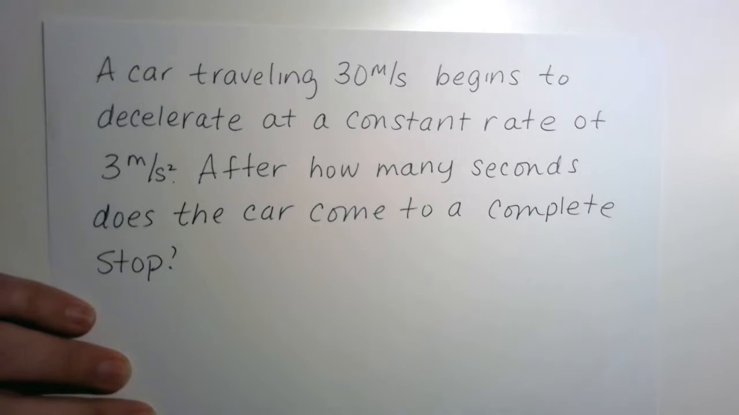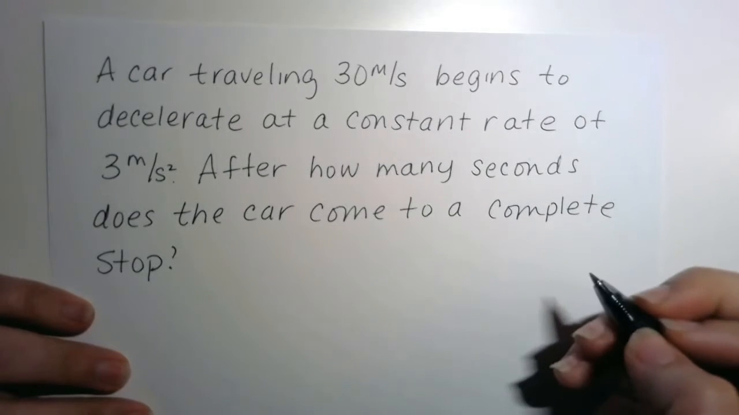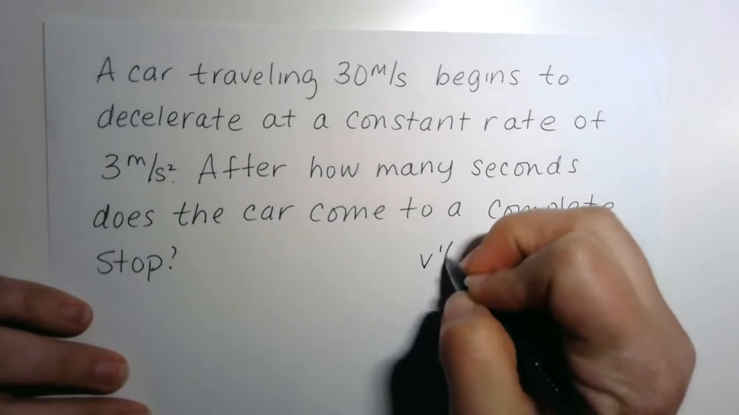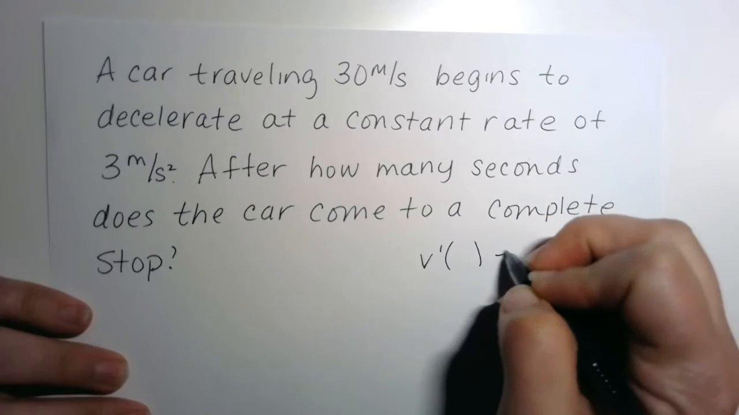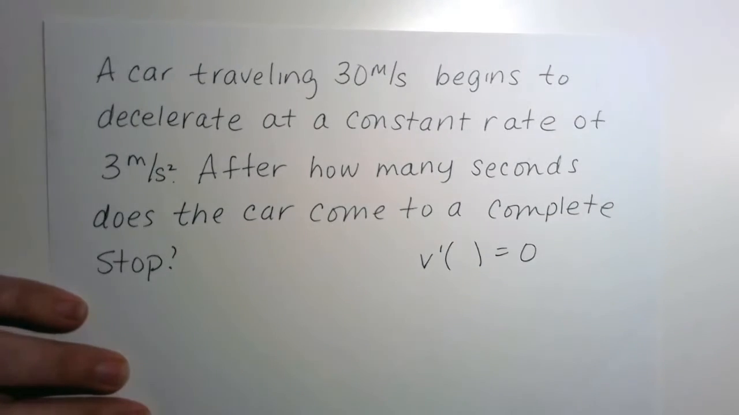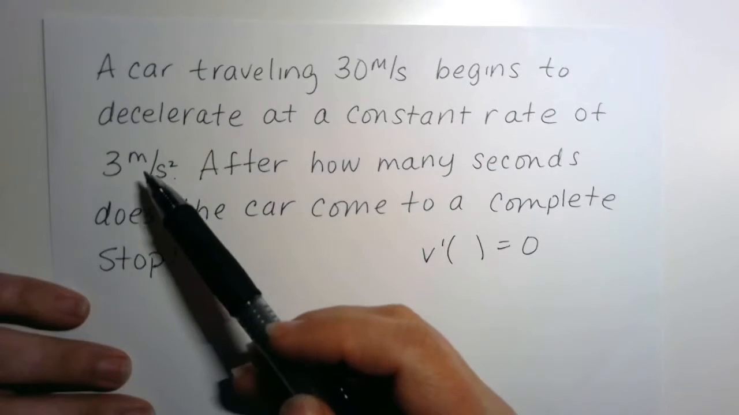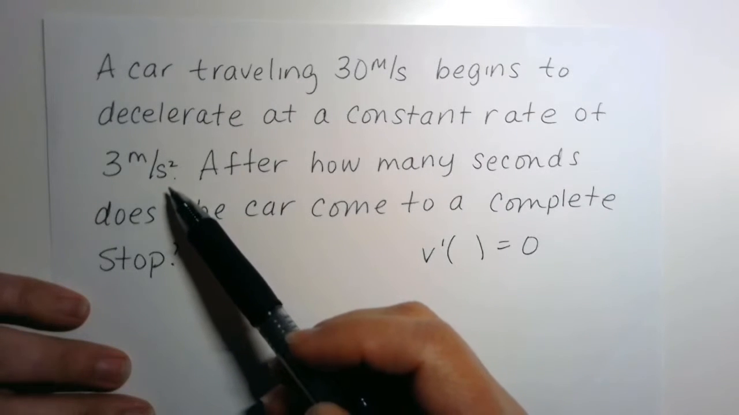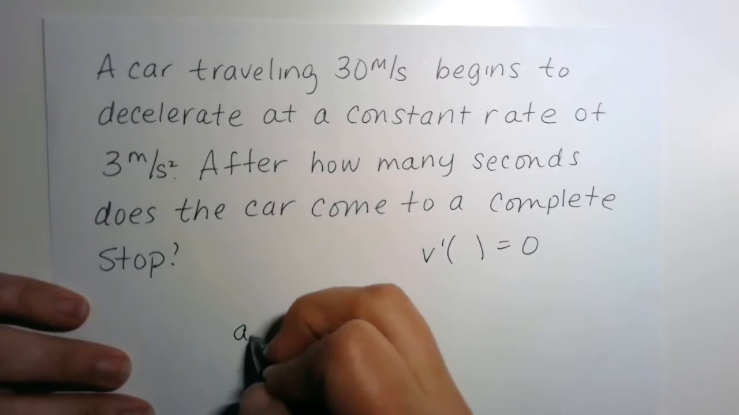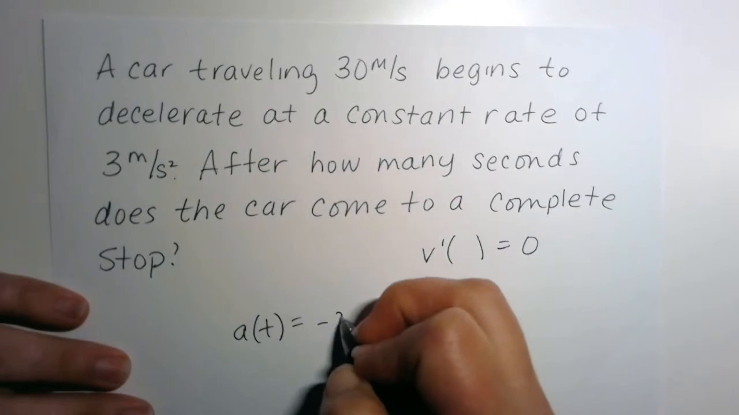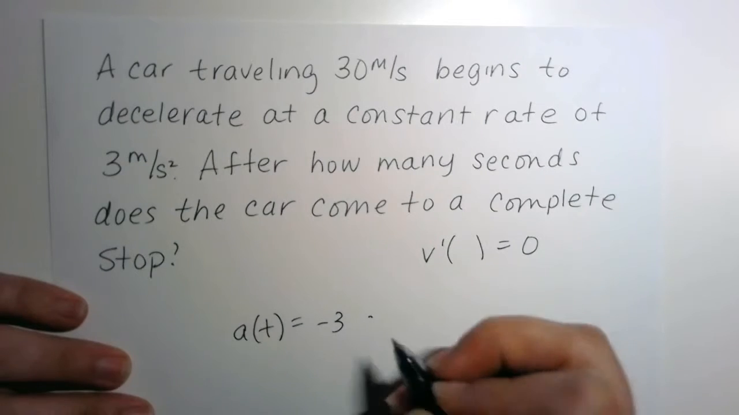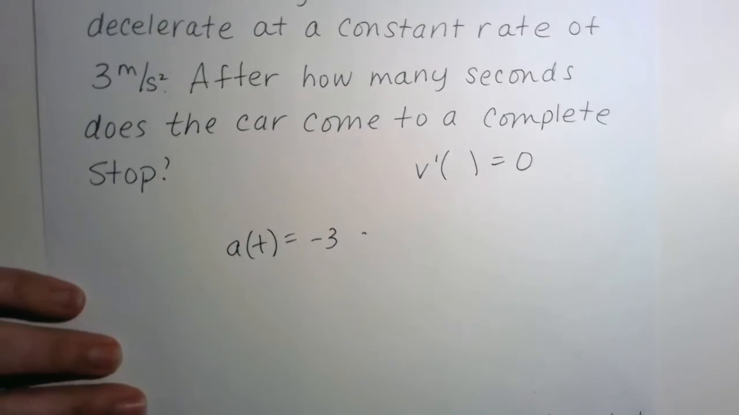All right, so the car coming to a stop, that means we want the velocity, how fast it's traveling, to become 0. So we are looking for where v of this thing is equal to 0. That's the question we are asking. Now we know that it's decelerating at a constant rate of 3 meters per second squared. That is really telling me that my a of t is negative 3. I'm a little ahead of myself.